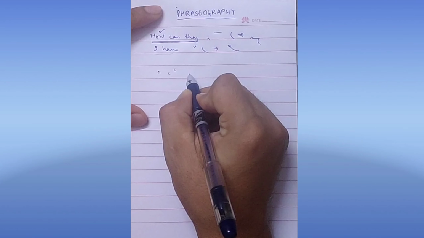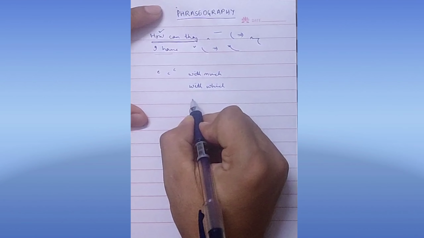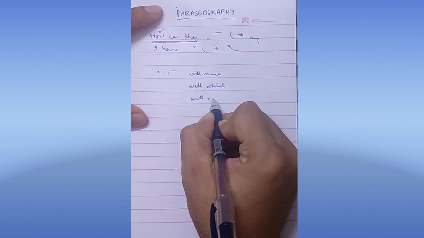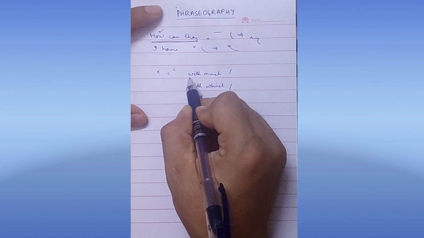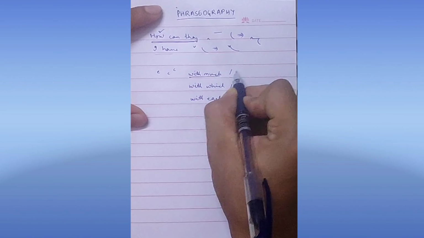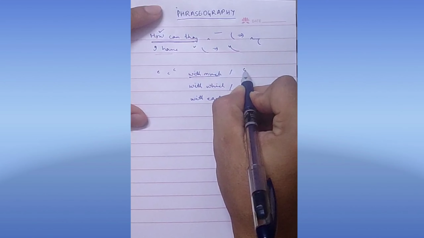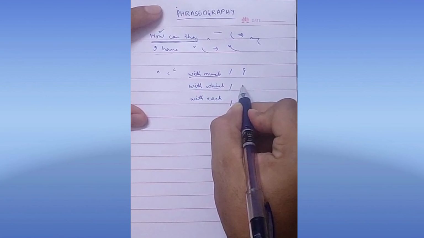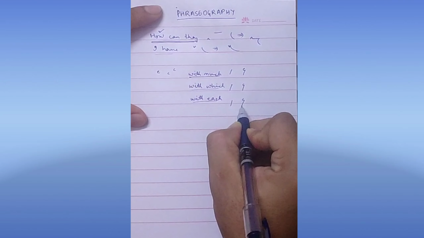If we were to write "with much", "with which", and "with each". "Much" is above the line, "which" is on the line, "each" is through the line. So to write these two words together, "with" is above the line, "much" is also above the line, so "with much". For this one, "with which", and for the third one, "with each".